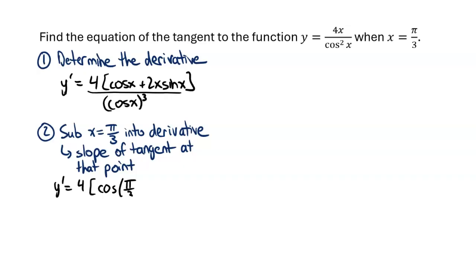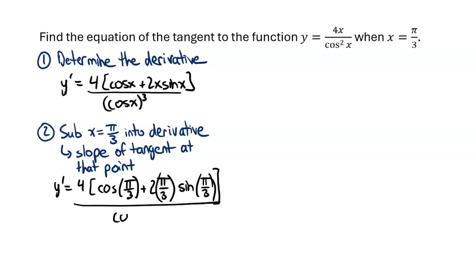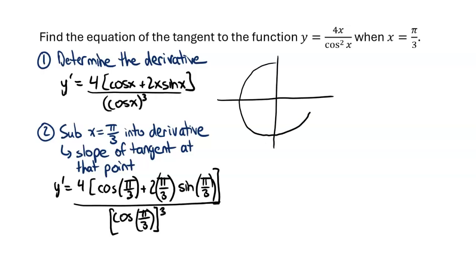So with that derivative, let's move to step 2, and that's using the x equals pi over 3 and subbing it into the derivative. That's going to give us the slope of the tangent at that point. So you can see there, everywhere I had x, I'm replacing that with pi over 3. And then I'm dividing on the denominator by cos of pi over 3 all cubed. Very important that the cube doesn't just apply to the pi over 3, it applies to the cos of the pi over 3.